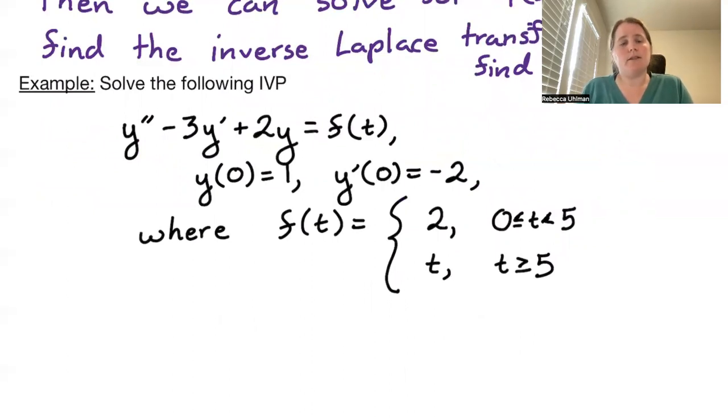So let's go ahead and consider the IVP y double prime minus 3y prime plus 2y is equal to f of t, with the initial conditions y of 0 equals 1 and y prime of 0 equals -2. And where that forcing function f of t is equal to 2 for t between 0 and 5 and equal to t for t greater than or equal to 5.